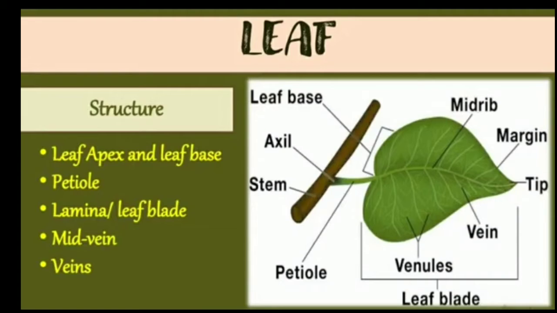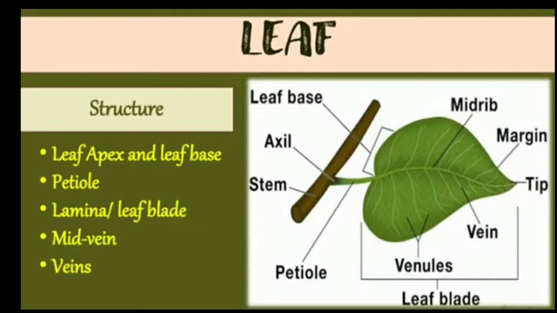Children, leaves grow from the nodes on a stem. Now we have learned the structure of a stem where nodes are present. So leaves grow from the nodes on a stem. So they have a leaf apex and leaf base. Generally, children, leaves are thin, flat and green in color. We have learned that just now.